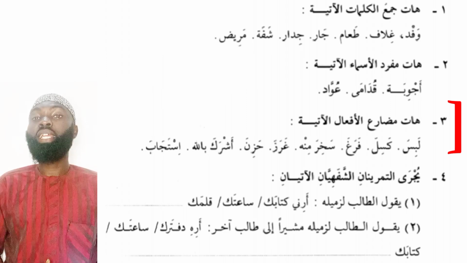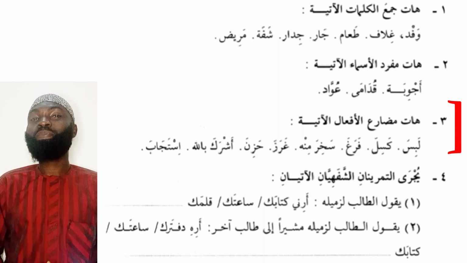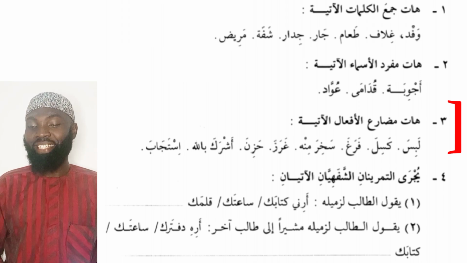Hazina, he was sorrowful, he was aggrieved. Yahzanu. Ashraka billah, he associated partner with Allah. In the present tense form, you say yushriku billahi. Lastly, we have istajaba, he responded, he answered. It to be yastajibu, he is responding.